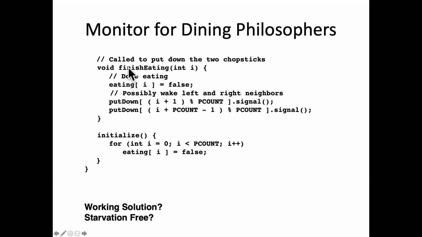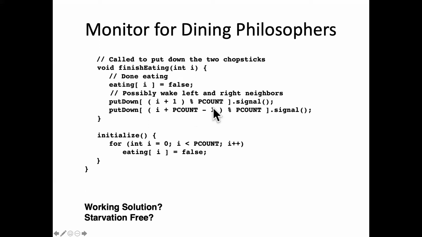They call this finish eating function. They mark themselves as no longer eating. And then, if they're philosopher 1, right here is where they wake you up. This I plus p count minus 1. Essentially I'm trying to say I minus 1 mod p count, but the behavior of mod can vary depending upon implementation language. So that's why I'm doing this trick of adding to it before I subtract 1.